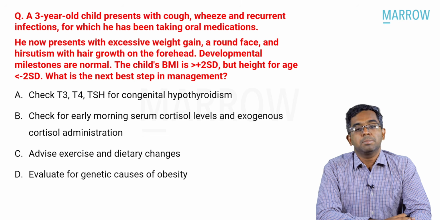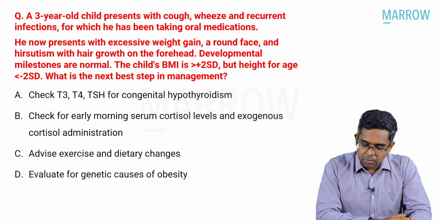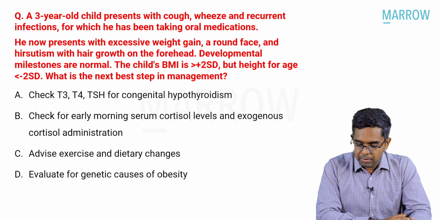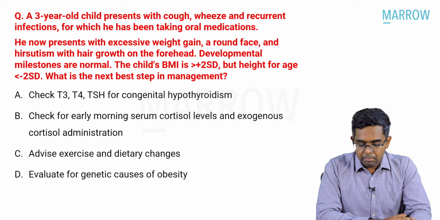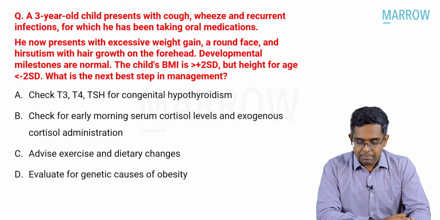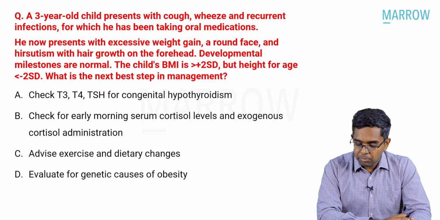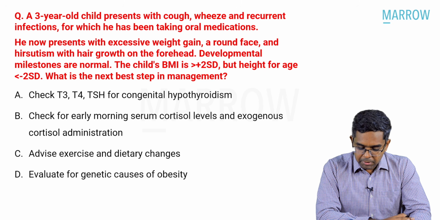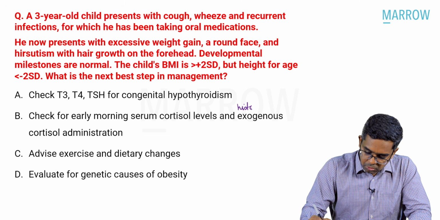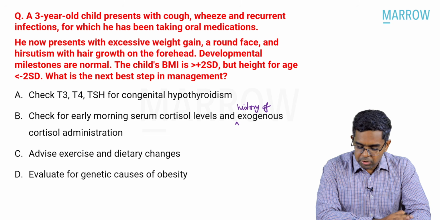A 3-year-old child presents with a cough, wheeze and recurrent infection for which he has been taking oral medications. He now presents with excessive weight gain, a round face, hirsutism, and hair growth on the forehead. Developmental milestones were normal. Child's BMI is more than +2 standard deviation, but height for age is below -2 standard deviation. What is the next best step in management? Is it checking for congenital hypothyroidism with T3, T4, TSH, or checking for early morning cortisol and history of exogenous cortisol administration, or advising exercise and dietary changes for this child?